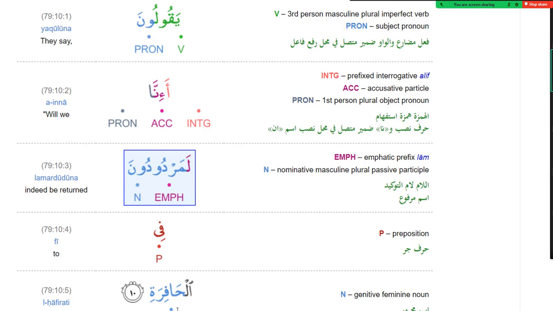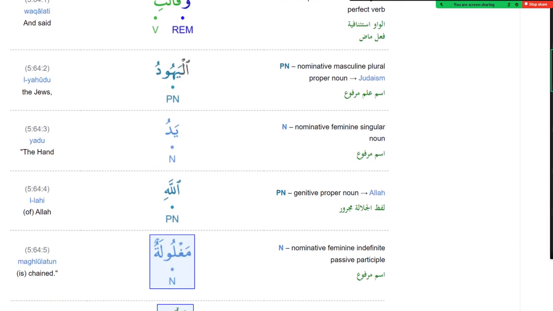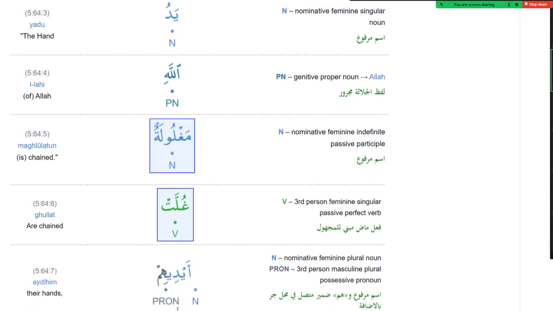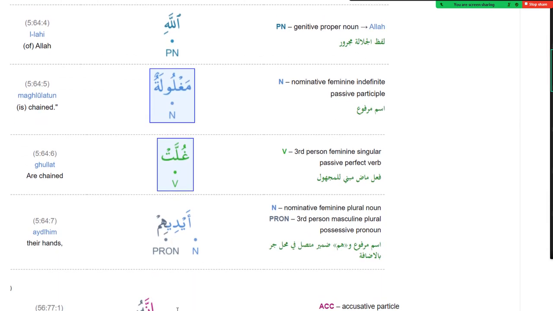What is marduduna? Singular, dual, and what is this? What is the extra little lam here? Why is that? This is emphasis lam. Yeah, indeed. وقالت اليهود يد الله مغلولة غلت أيديهم.